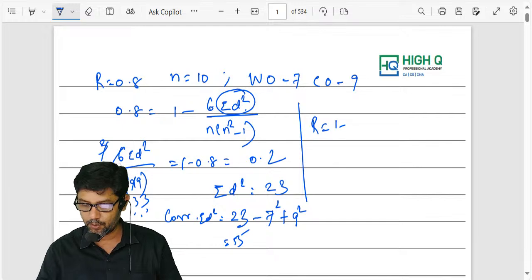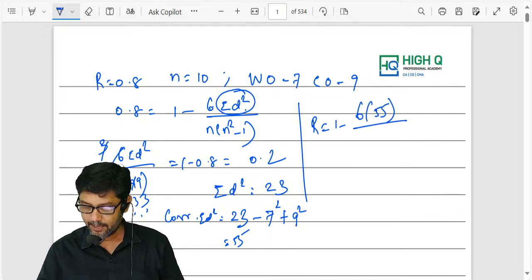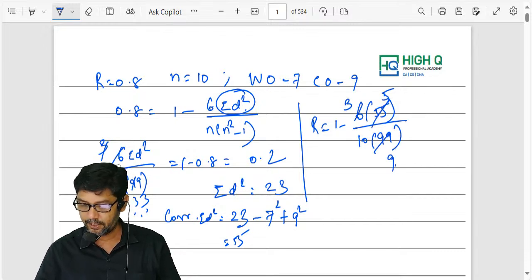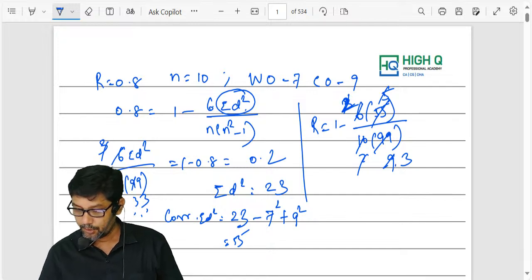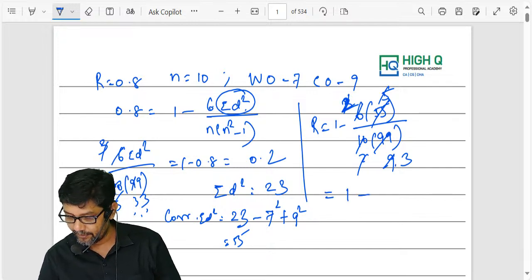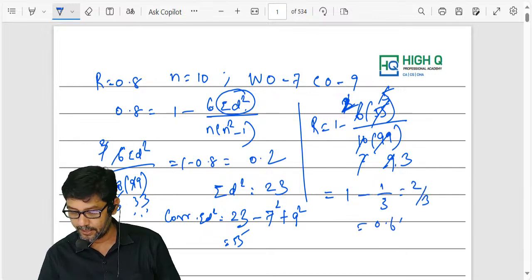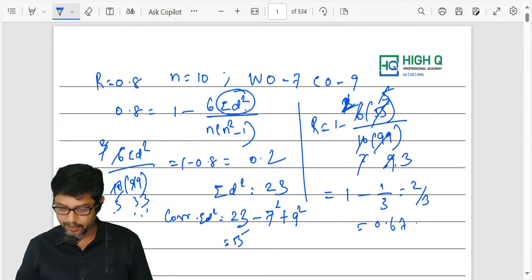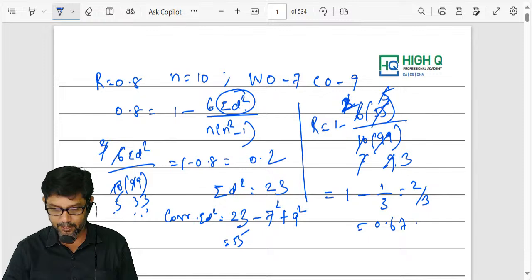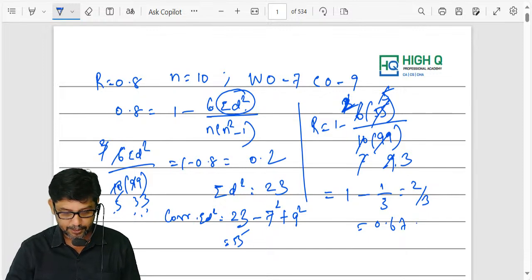So what exactly are we going to get now? The corrected R is equal to 1 minus 6 into 55 divided by 10 into 99. Everything is getting cancelled, so we get 1 minus 1 by 3, which is 2 by 3. So I am getting 0.67, my dear. Sir, option is not there. Okay, fine. I think there must be some calculation error. Can you check where the calculation error is, my dear?